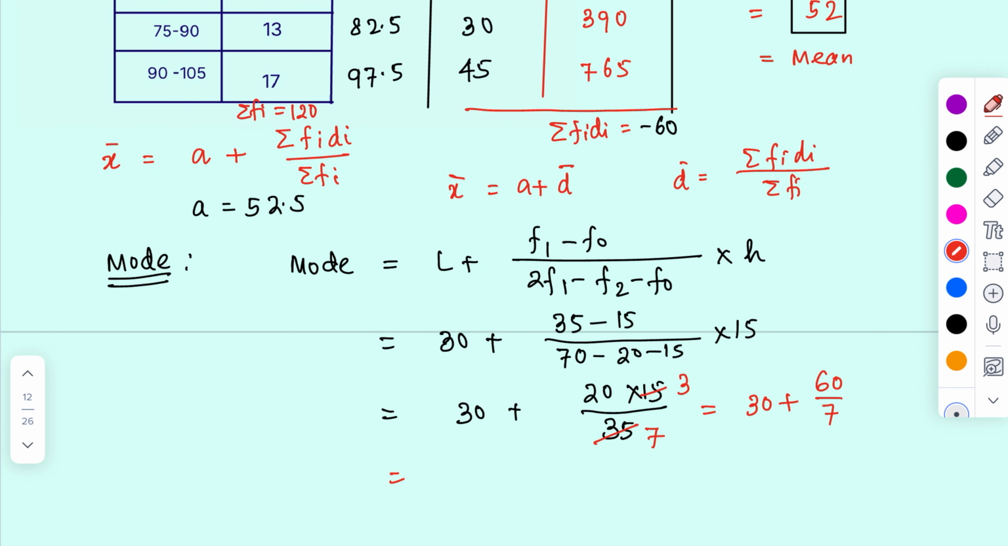So it will come to 30 plus 8.57, that is 38.57. This is the mode of the given distribution. So the mean is 52 and the mode is 38.57.